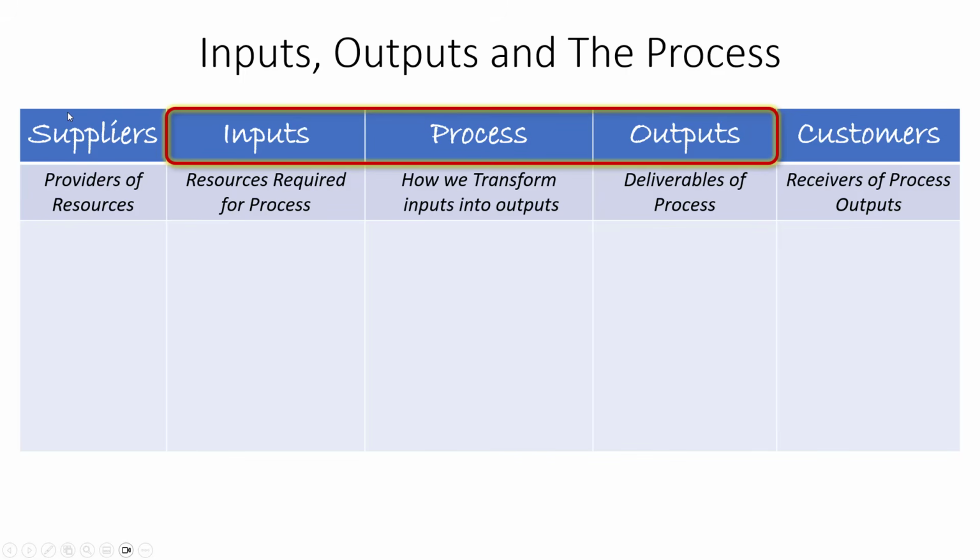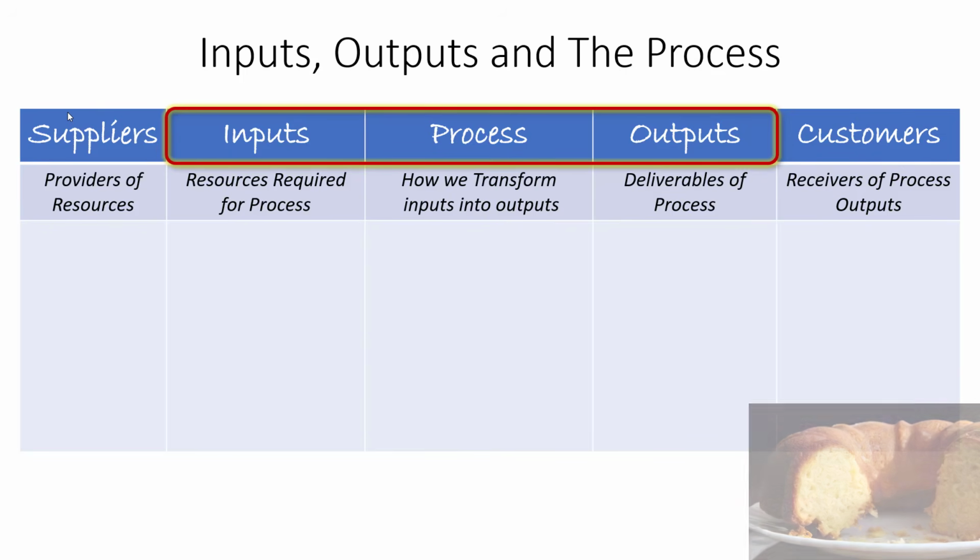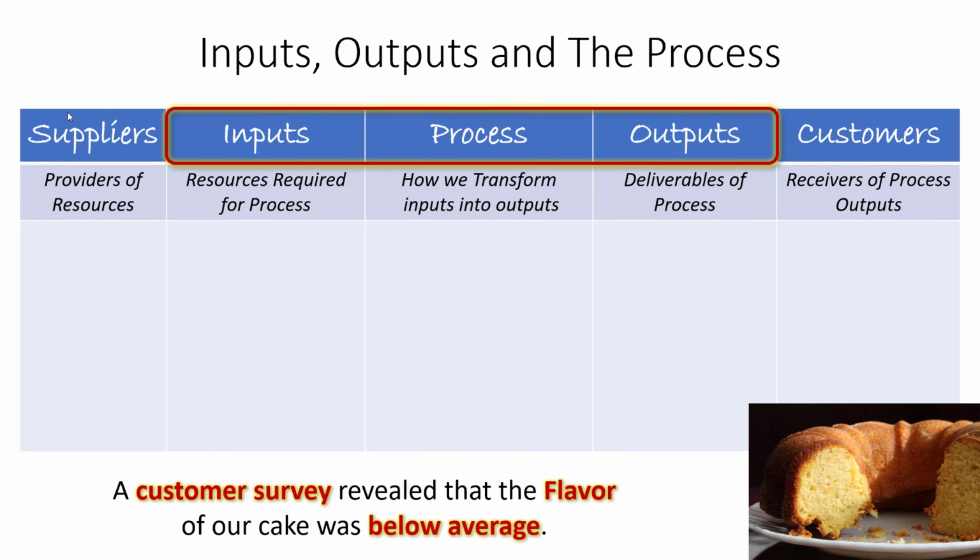Now, I want to do an example where we take a problem and then use a DOE along with a SIPOC diagram to help us identify the root cause of a problem. Let's say, for example, we own a bakery shop, and we recently did a customer survey, and the feedback that we got is that most of our customers are generally dissatisfied with the flavor of our cake. They took our survey and said the flavor of our cake was below average. Let's now design an experiment to understand the root cause of that problem and make changes to our process and our inputs to get a better output.